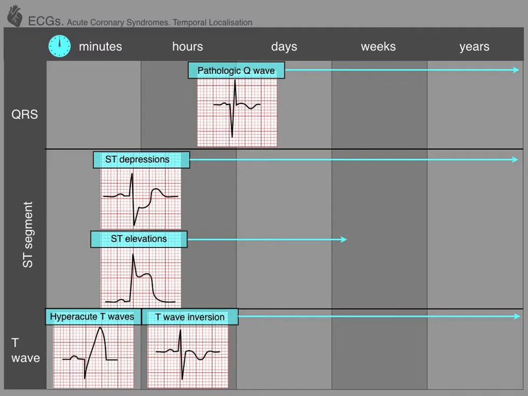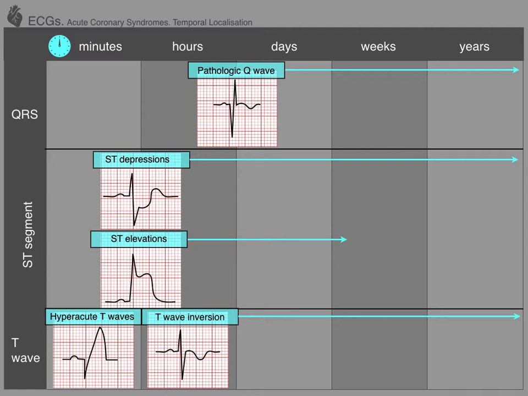If you can see hyperacute T waves on there, but there isn't any specific ST elevation, it's worth waiting for a short while and getting a repeat ECG just to check that that isn't the beginning of a STEMI. Then within minutes you start to develop ST elevation on an ECG. And as I described earlier, in other regions you may also start to see ST depressions.